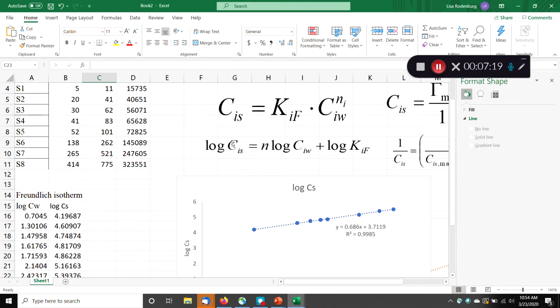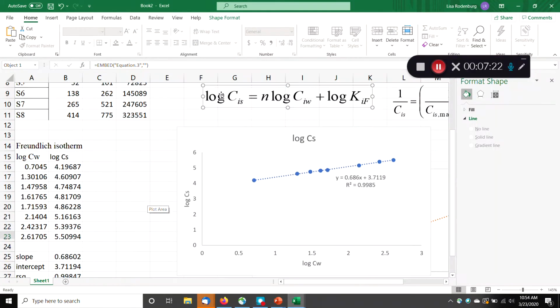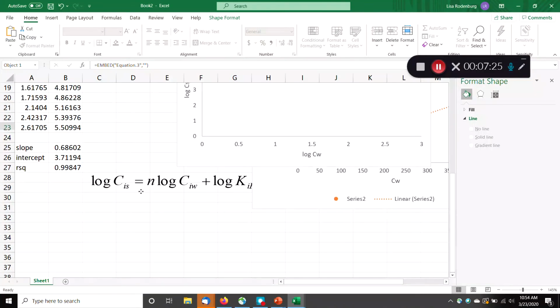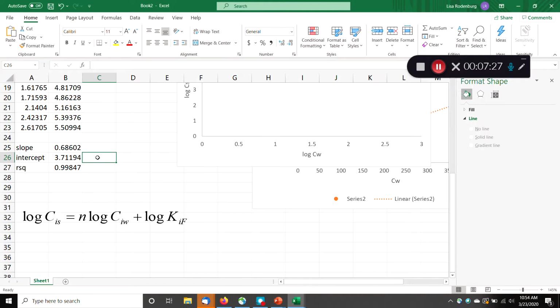Our equation tells us that our intercept is equal to log KF. Use a little apostrophe if you want to put something in there that's not really a formula. And our slope is equal to N. So that's easy. N is 0.686. And if this is the log of KF, then KF is 10 to that power. So there's your KF. It has some funky units because of the N exponent, so we don't usually worry about the units too much on KF.